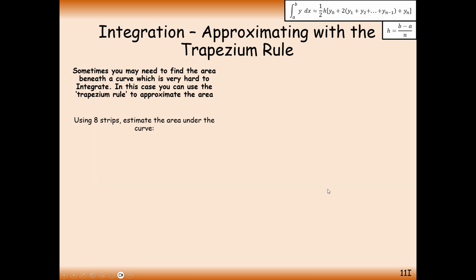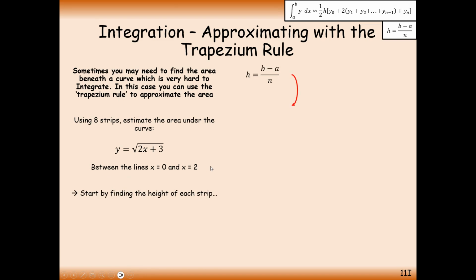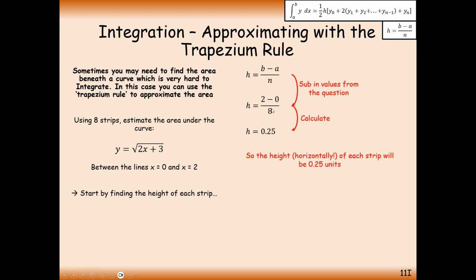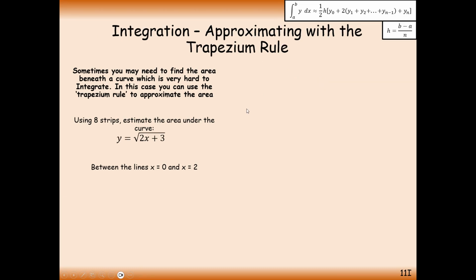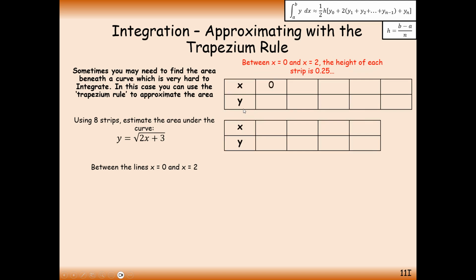Alright, so if you see here, now we are increasing the number of strips to 8 rather than 4, reusing the same function, so that we will have a better estimation. Therefore, we are going to have to calculate the width of each trapezium again. 8 is the denominator in this expression here, and the width of each trapezium is 0.25. Then we will calculate the table one more time, and we will have more x values and y values.